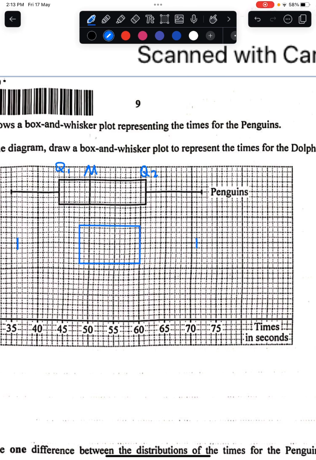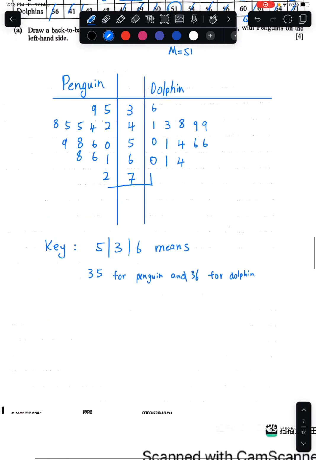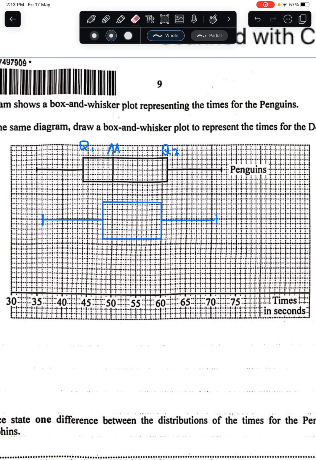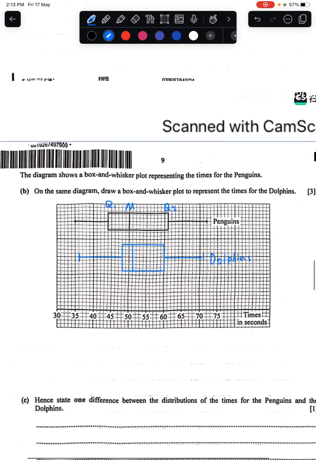And then lastly we draw the median, which is 50. Then you connect the line like that. Oh my bad, median is 51. Okay, and then remember to label. Always remember to label this one.